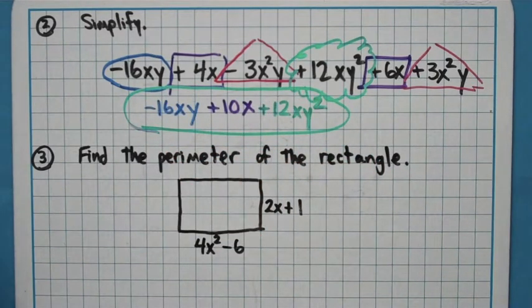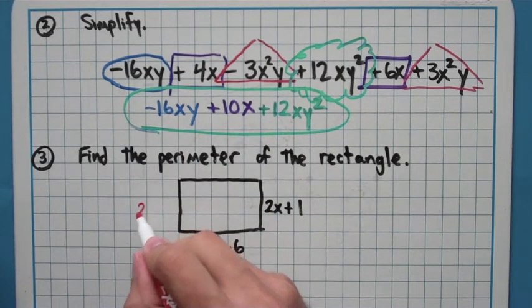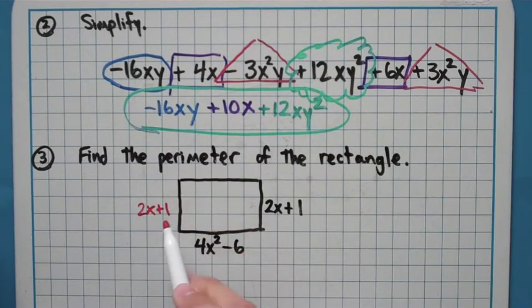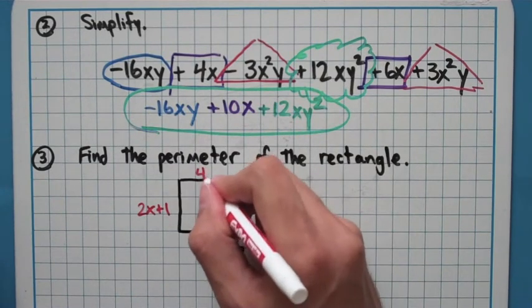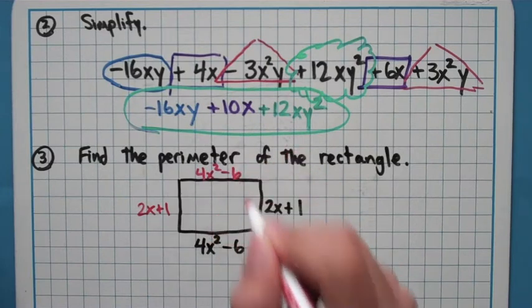One more problem here, and if you remember back from geometry with your perimeter, you can try this one out for yourself and pause the video, see how it goes, but I'm going to go ahead and work it out right now. So first of all, on a rectangle, the opposite sides are congruent, so those are both 2x plus 1s. This is 4x squared minus 6.